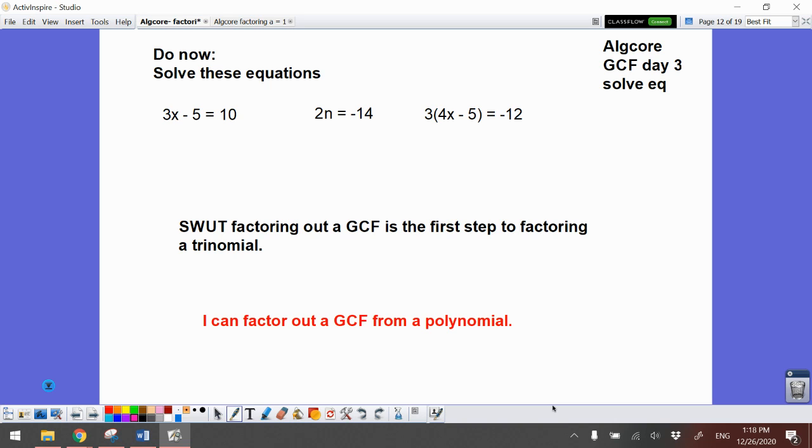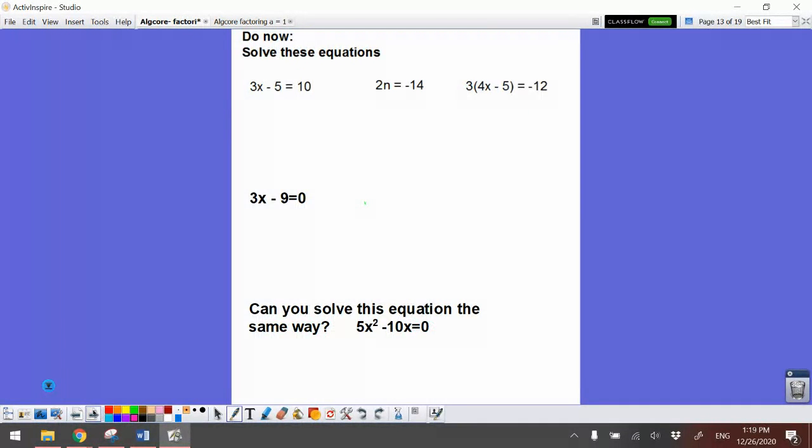Okay, so today we're going to take the GCF one step further, and we're going to factor out a GCF and then solve an equation. Okay, solve an equation. And so that means we're going to need to find that undistributed format, and we're going to create two equations from that. So let's go ahead and just quickly review how we solve equations, because it's been a little bit.